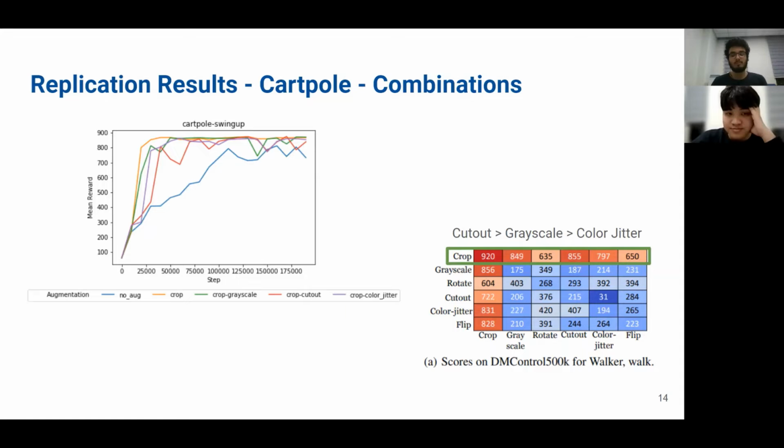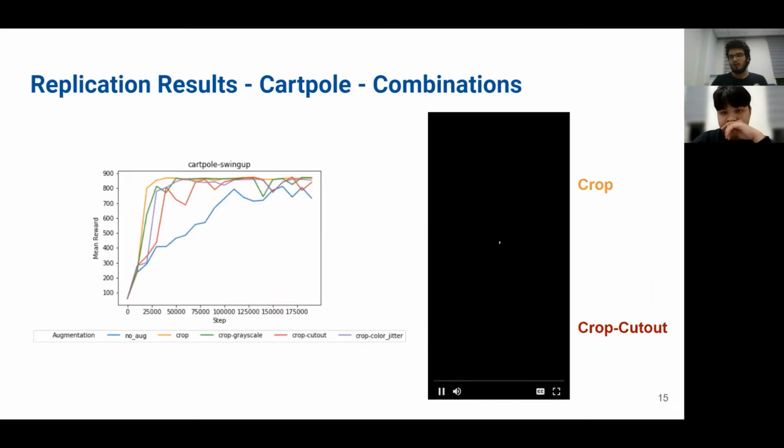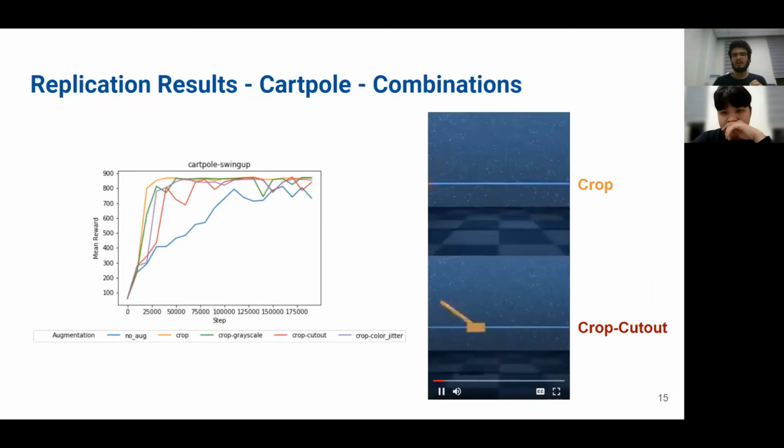The authors actually report these results in one of the environments, Walker. We actually conducted these experiments in all the 4 that we focused on. And in the case of Cartpole, we saw that adding an extra augmentation did not add anything to the results. We can also watch here the crop one on top and crop cutout in the bottom, and they actually learn at the same time, and the final results are quite similar.